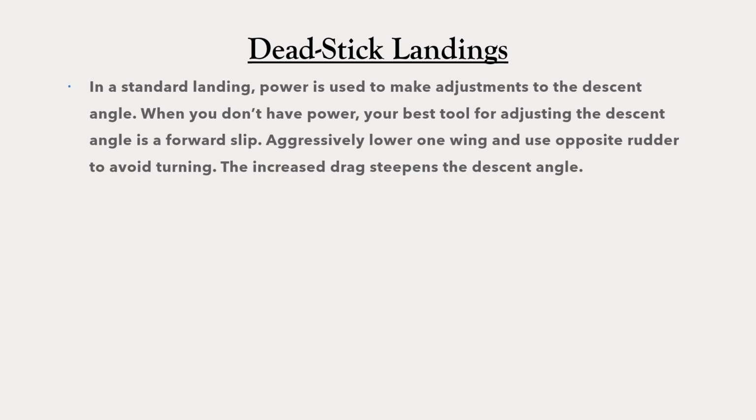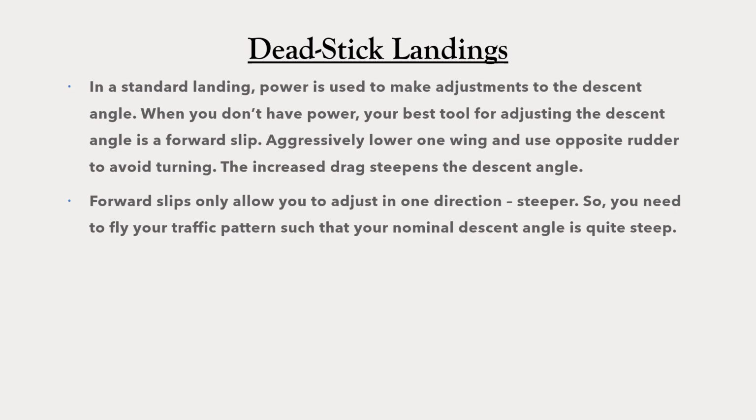The tool that's available to you is called a forward slip. You do a forward slip by lowering one wing and using the opposite rudder. Forward slips are more aggressive slips than side slips used for crosswinds. The increased drag that you get from the forward slip increases your descent angle, makes it a more steep descent.